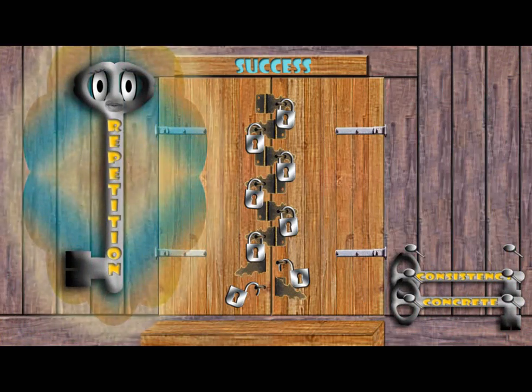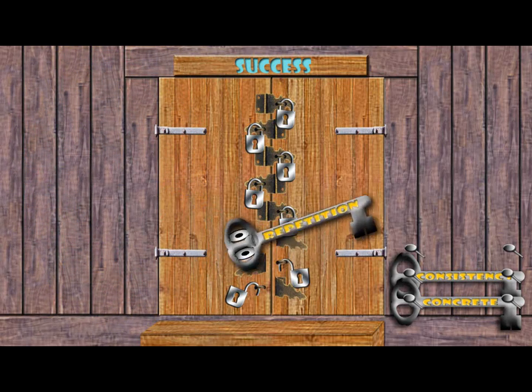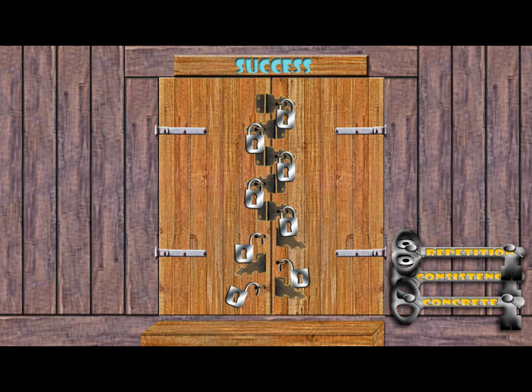Marvelous! You now hold 3 keys to success. You are able to support Mario more efficiently by being concrete, consistent, and providing repetition. Let's see what the next key has in store.